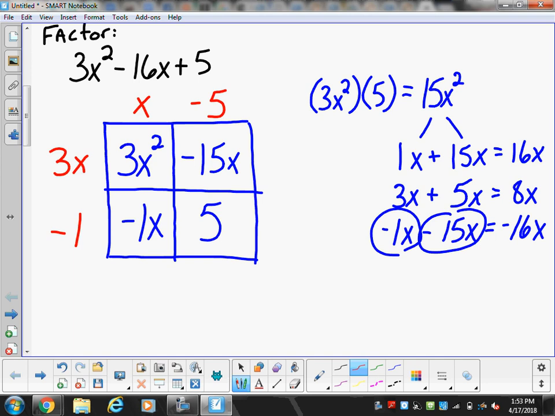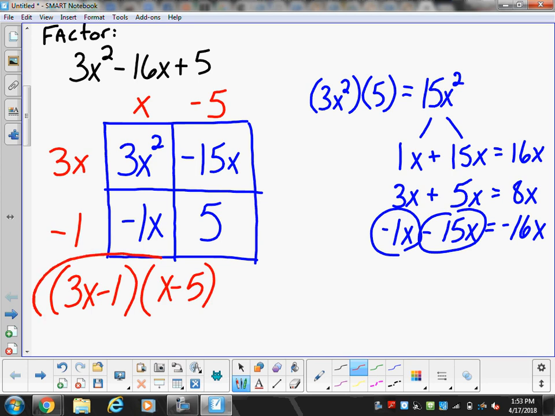Okay. So what are my factors of this quadratic? Look down my side here: 3x minus 1. That's in my first set of parentheses. My second set of parentheses is x minus 5. So there's my solution.